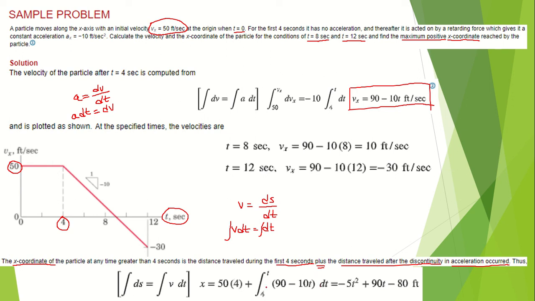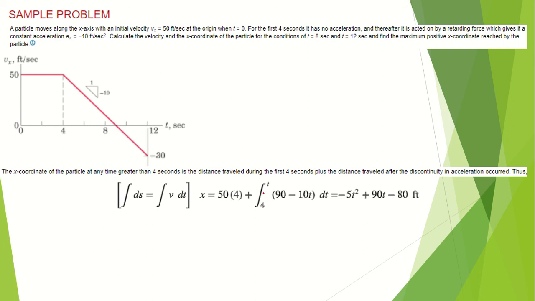All right, and substituting, so this becomes... when you integrate this one, we have 50 times 4, right, plus the integral of this one. So after combining everything, we get this: minus 50t squared plus 90t minus 80 feet. All right, so I'm just rewriting it here. Okay, now for two specified times, this is our new equation using the other condition.